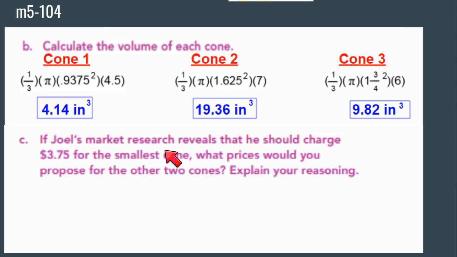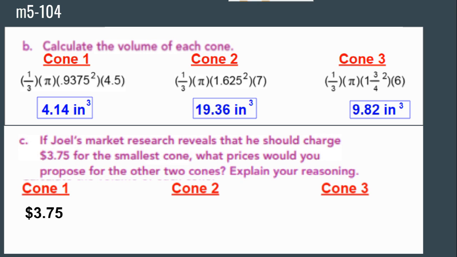Okay, so what it's saying again is that the smallest cone, so let's look up here. Was cone 1, cone 2, or cone 3 the smallest, everybody? One more time, which cone was the smallest? Well, we can see cone 1 was the smallest. So he's saying cone 1, the smallest, is $3.75. So based on the volumes that we have, we're trying to make an estimate of how much he should charge for cones 2 and 3 so that it would be fair.